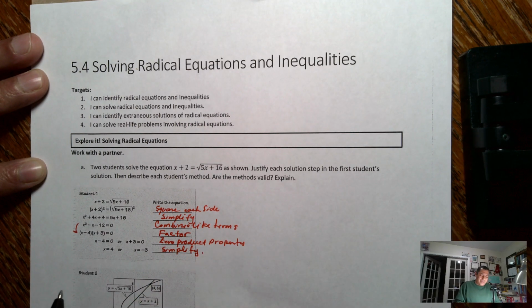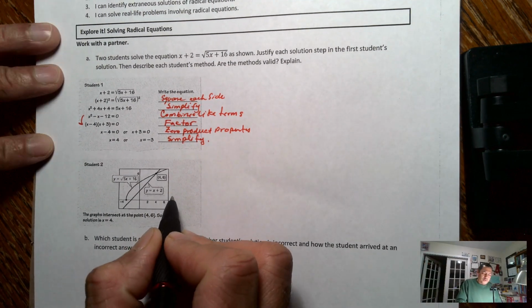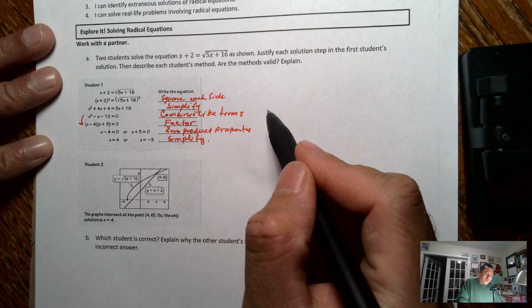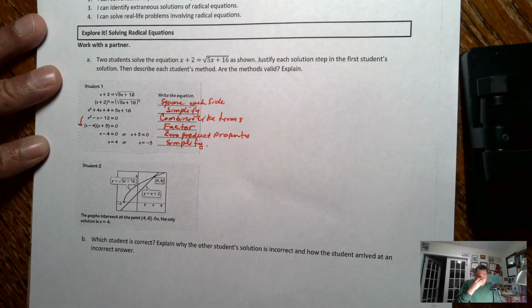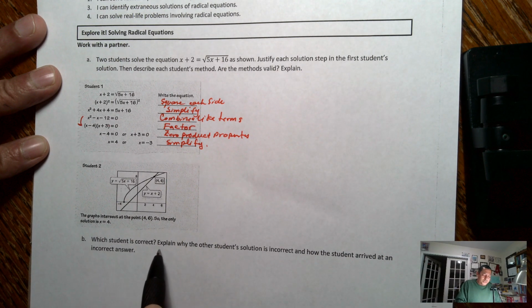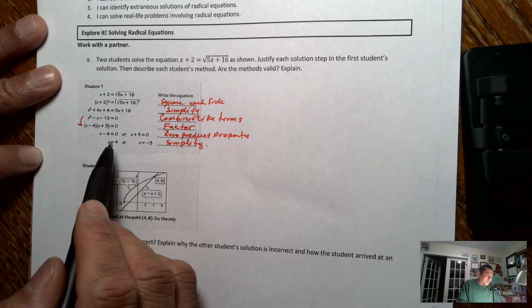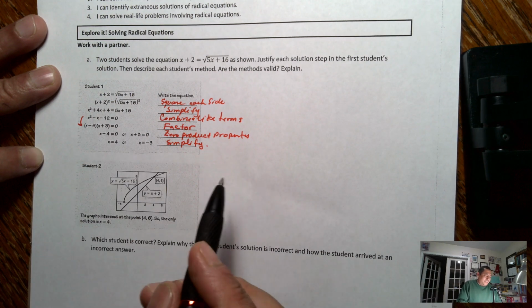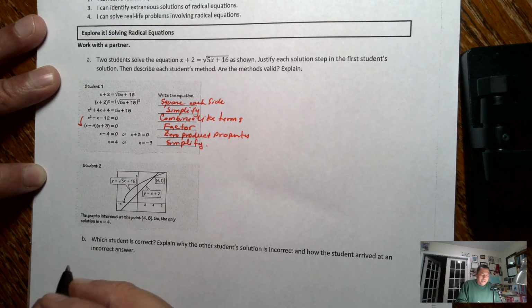Okay. And then student number two used a graphing calculator. It can be decimals, it can be a graphing calculator. So both methods are valid, right? And which student is correct? If you look at this one, there is a mistake here. If you check this one, in this case, which student is correct? Student number two. Of course, it's a graphing calculator.